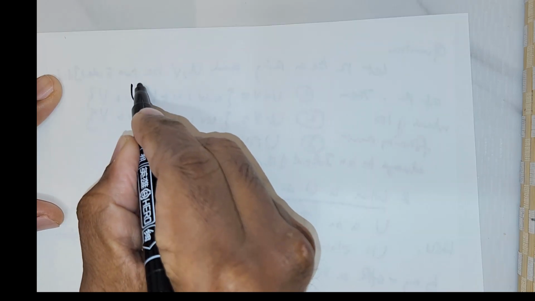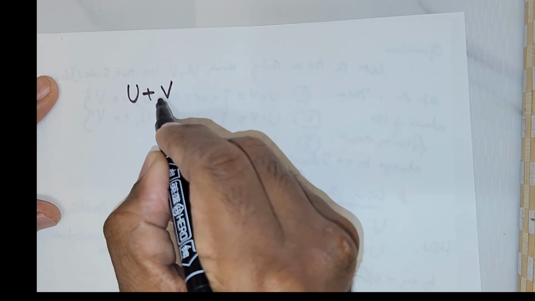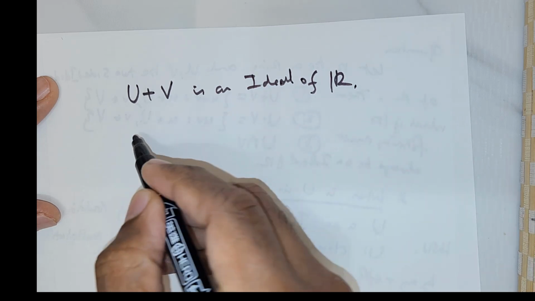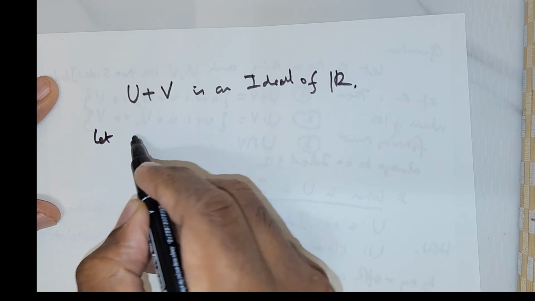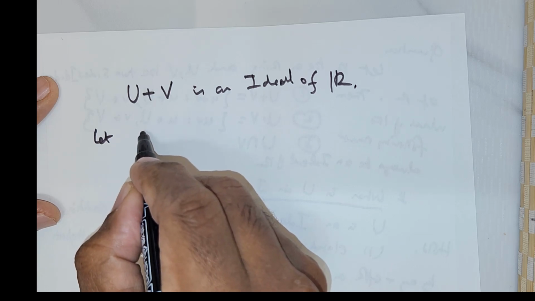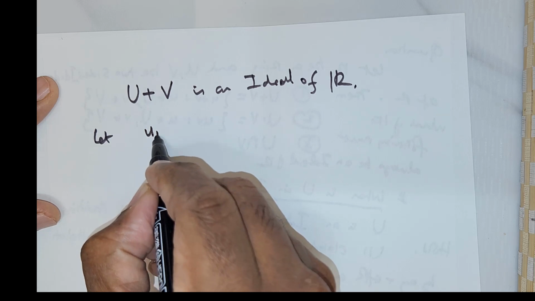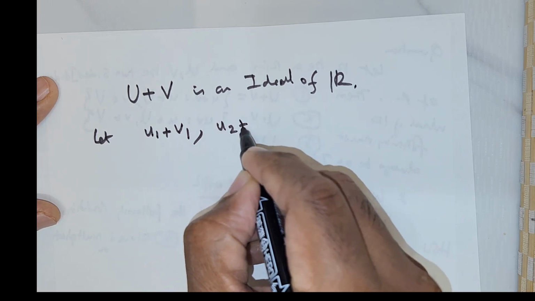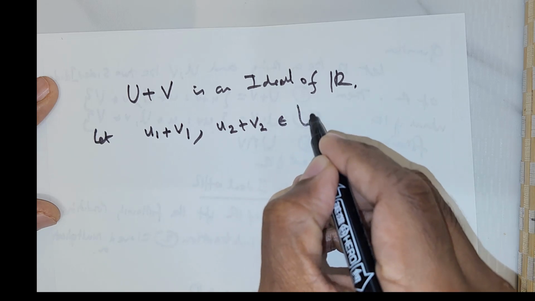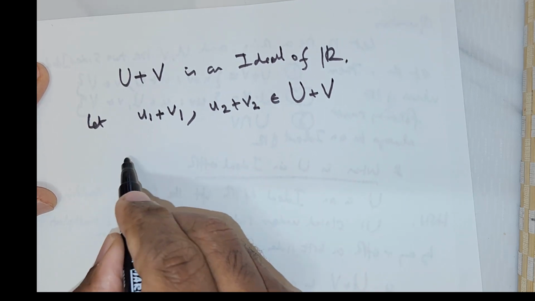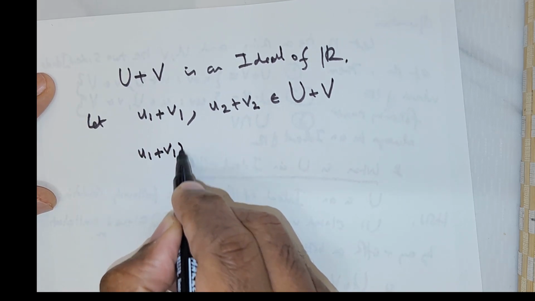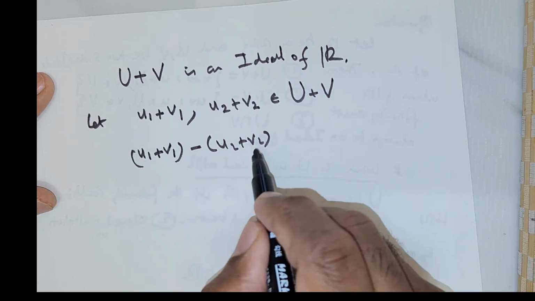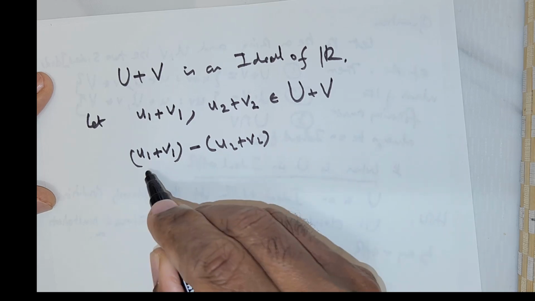Now this is to show that U plus V is an ideal of R. So now let us consider two elements, say U1 plus V1 and U2 plus V2, elements of U plus V. Now the first property is that U1 plus V1 minus U2 plus V2 should be closed under the subtraction operation. So that's exactly what I'm doing.